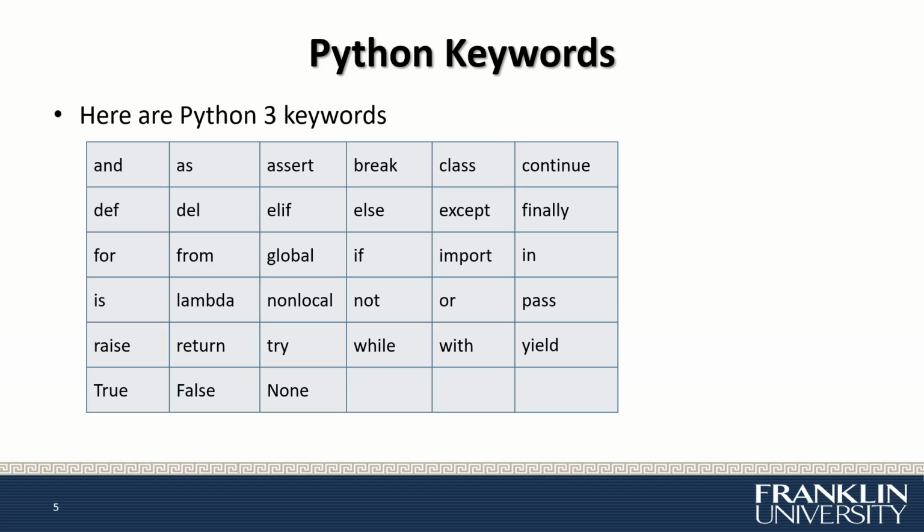Here are the Python 3 keywords. There are only 33 of them. What this means is these are names that you cannot use. You cannot name your variables these. Your variable names must not be these. Only 33, and the way they are spelled is shown here.